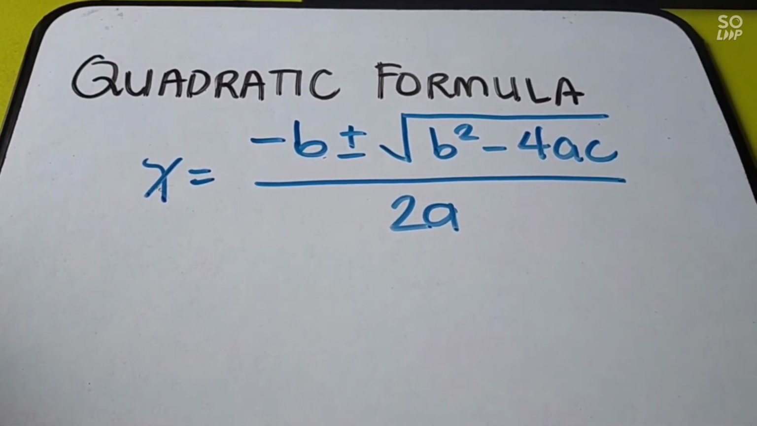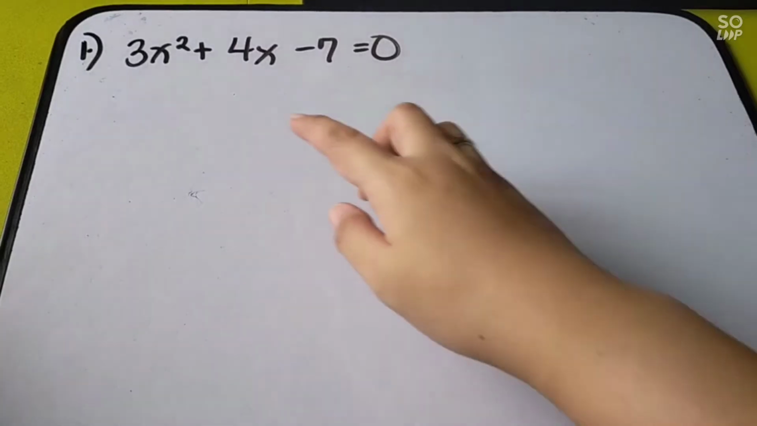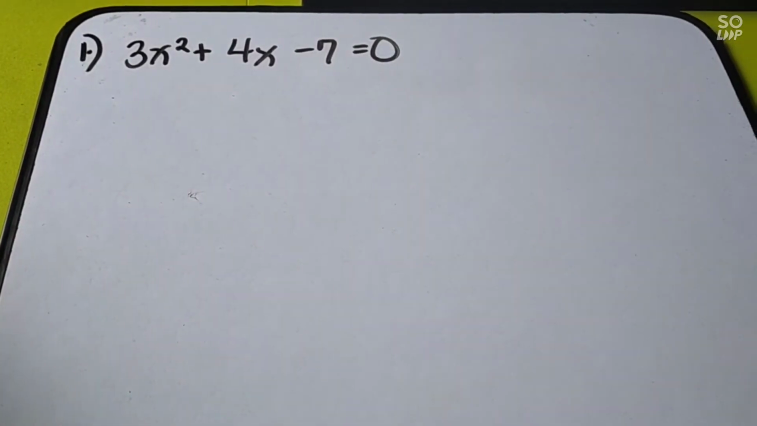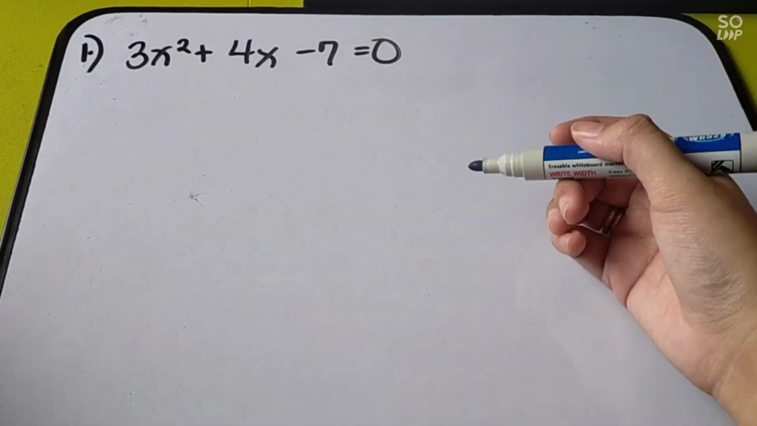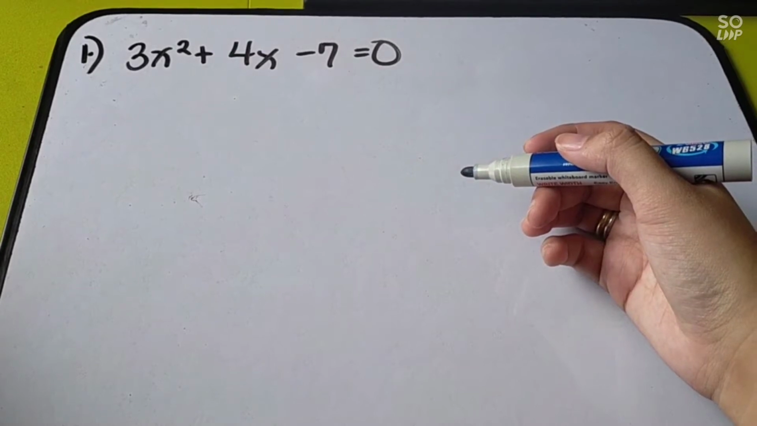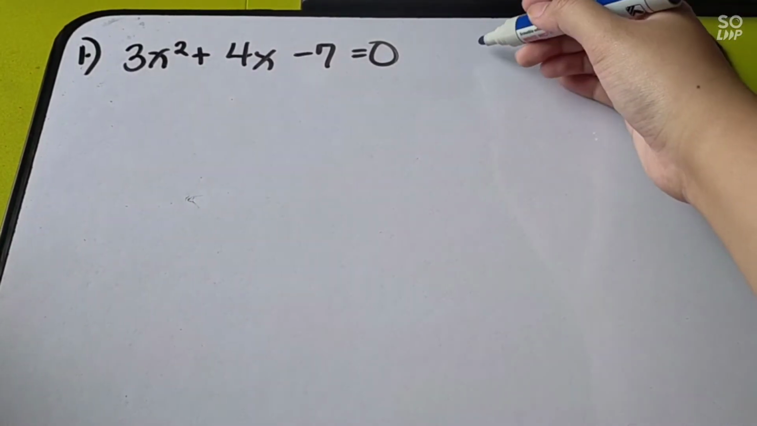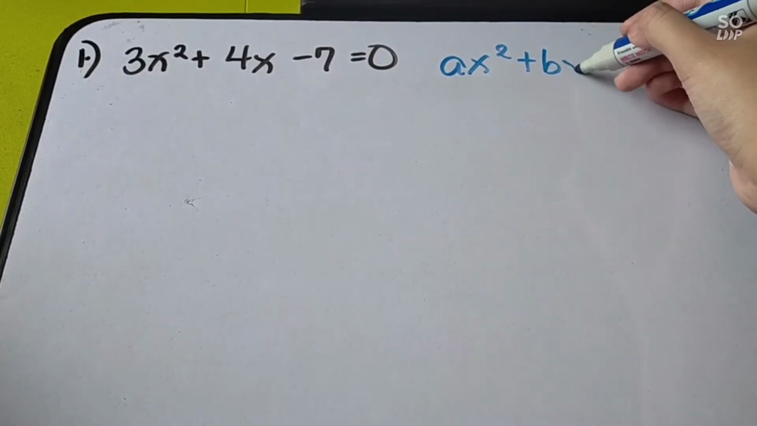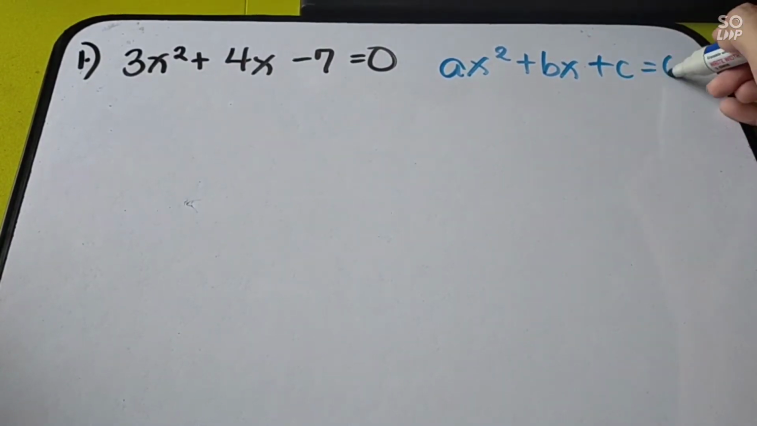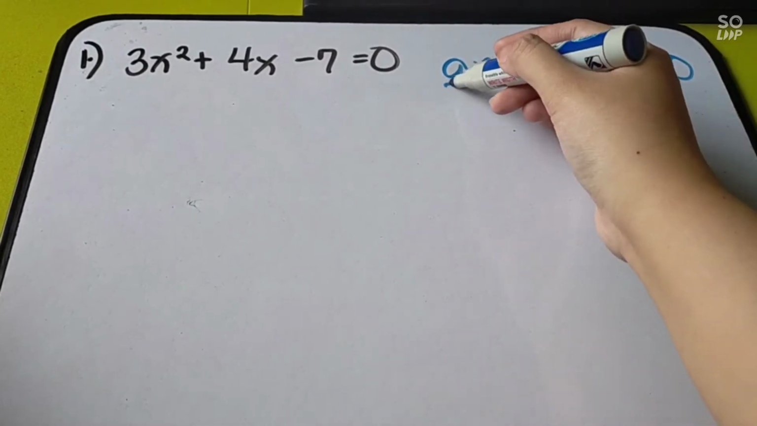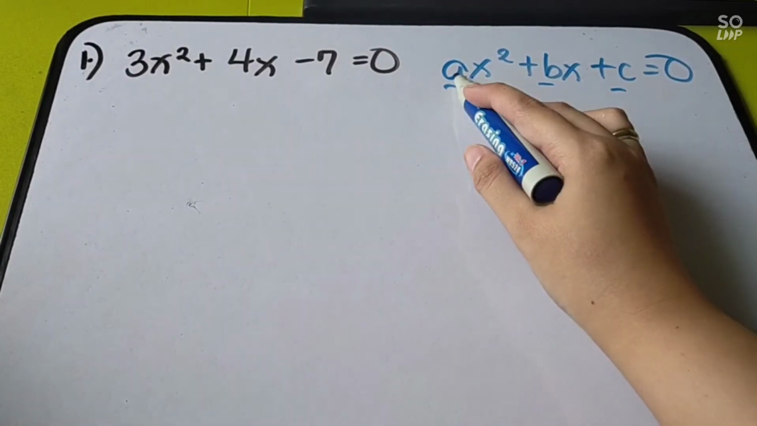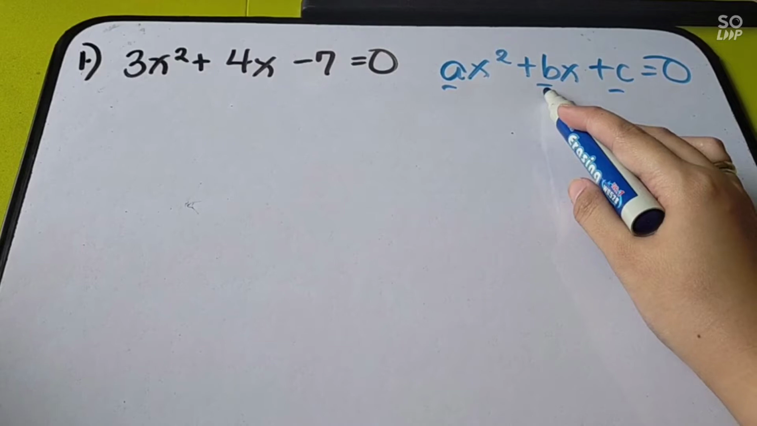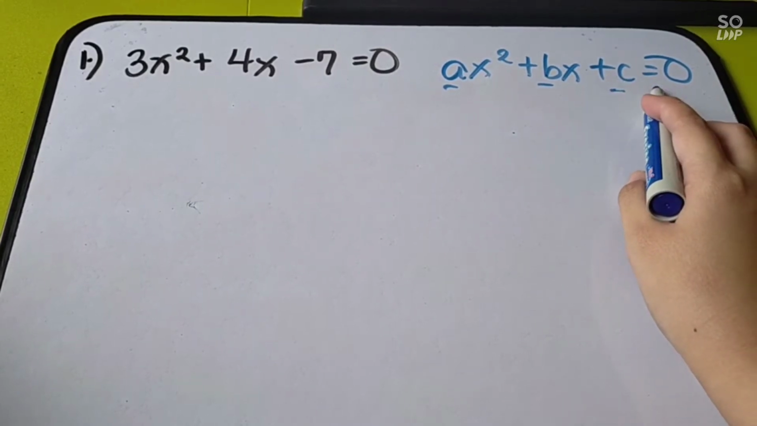Let us proceed. Let us have number 1. We have here 3x squared plus 4x minus 7 is equals to 0. So, balikan natin si standard form ni quadratic equation. Ang standard form ni quadratic ay ax squared plus bx plus c is equal to 0. So, dyan, madidetermine mo si a, b, and c. Si a yung katabi ni quadratic term, si b yung katabi ni x, and c is the constant term.